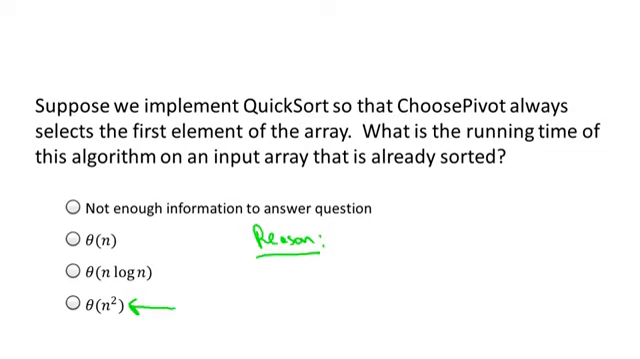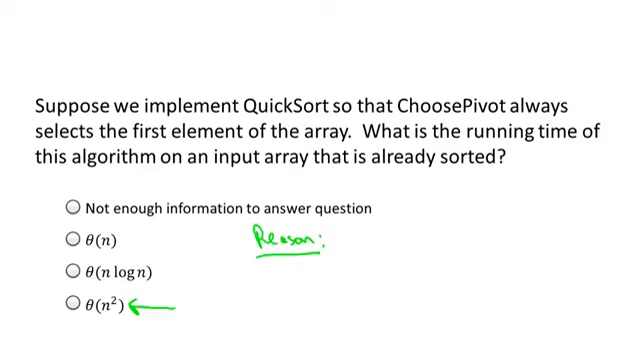Well, to understand, let's think about what pivot gets chosen and what the ramifications of that pivot choice are for how the array gets partitioned, and then what the recursion looks like. So let's just think of the array as being the numbers 1 through n in sorted order. What is going to be our pivot? Well, by definition, we're choosing the first element, so the pivot is just going to be 1.